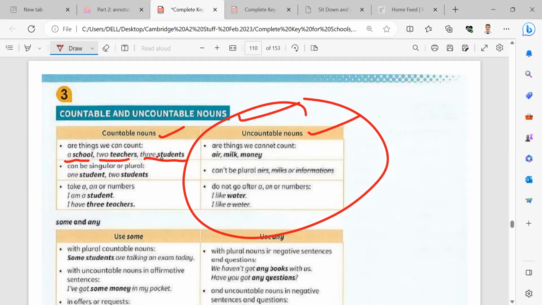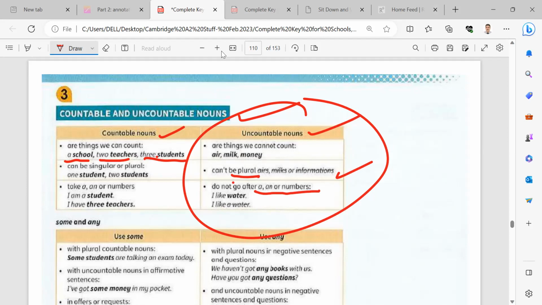Air, milk, money. Yes, we can't count them. They can't be plural. We can't say people, pairs, informations. Yes, we can't say it. Exactly. And also, they don't go after a or an or numbers. I like water. Don't say I like a water.